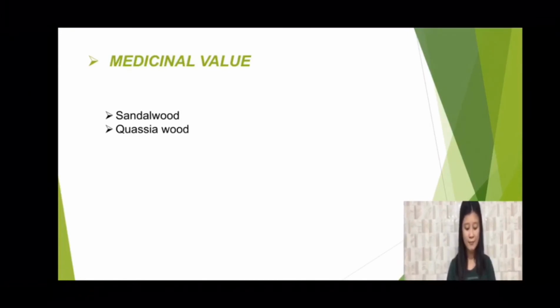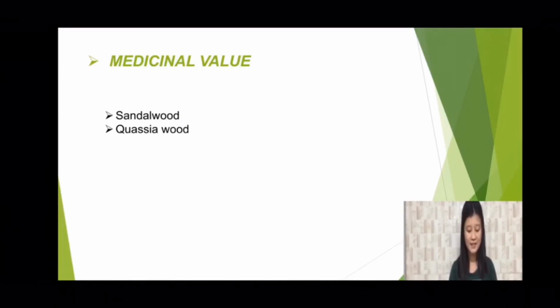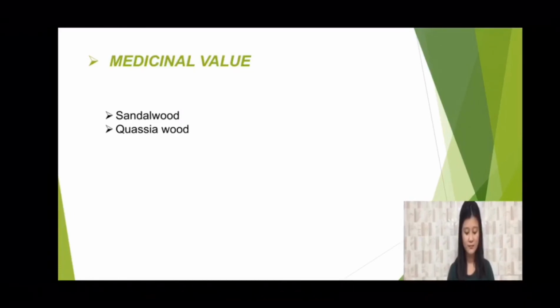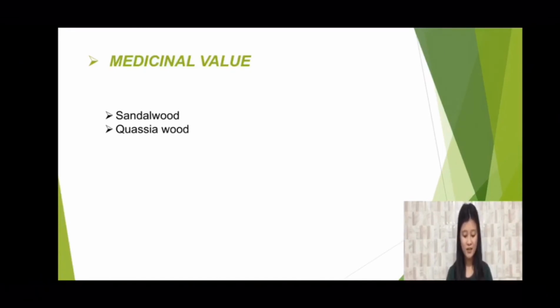In traditional medicine, sandalwood oil has been used as an antiseptic and astringent, and for the treatment of headache, stomachache, and urinary and genital disorder. In India, the essential oil, emulsion or paste of sandalwood is used in treatment of inflammatory and eruptive skin disease.